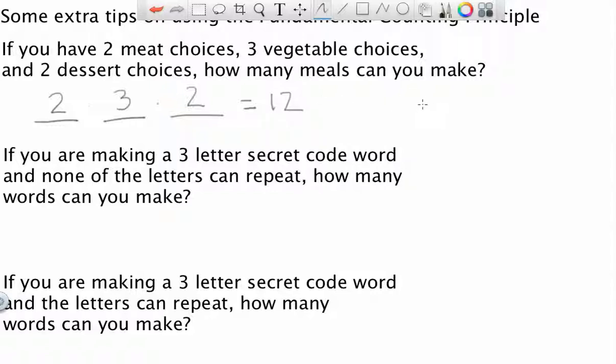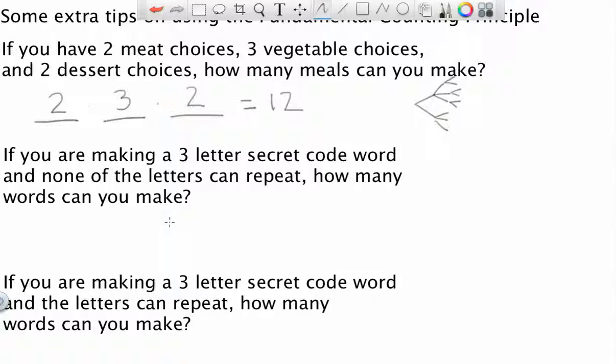You could do this the other way. You could do meat. There would be two meat choices and then three vegetable choices from each of those. And then from each of those, you would have two dessert choices and you would come up with the same 12. The reason I'm showing you this other way is because if you have a problem like this next one, it's probably going to be better to do it using multiplication.